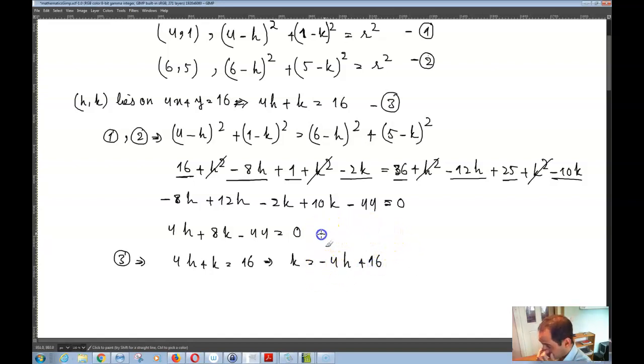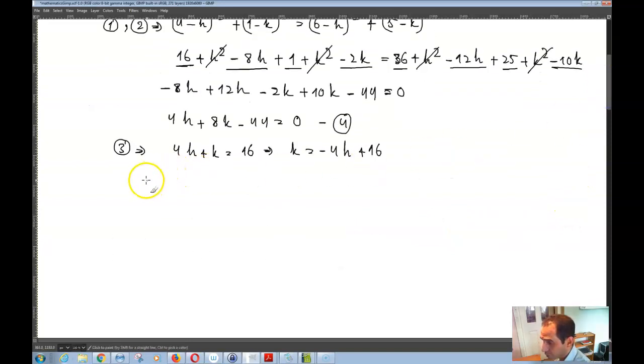So now if I call this equation number 4, then 3 and 4 give basically, I can substitute k in this equation, meaning that I can write 4h plus 8 times k, which is negative 4h plus 16, minus 44 is equal to 0.